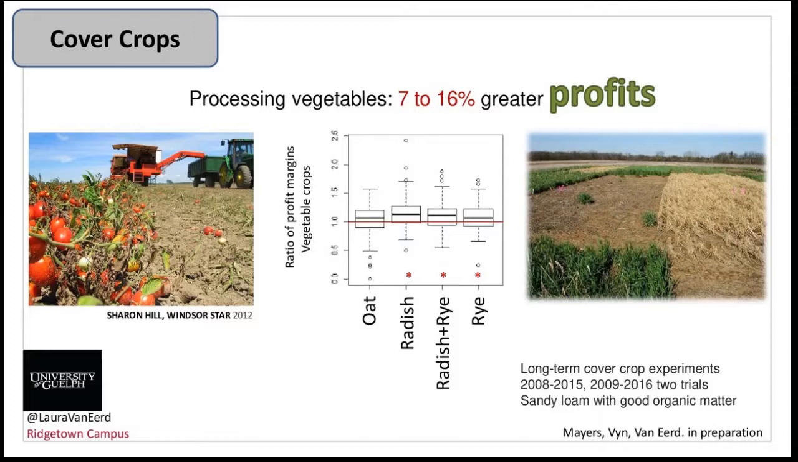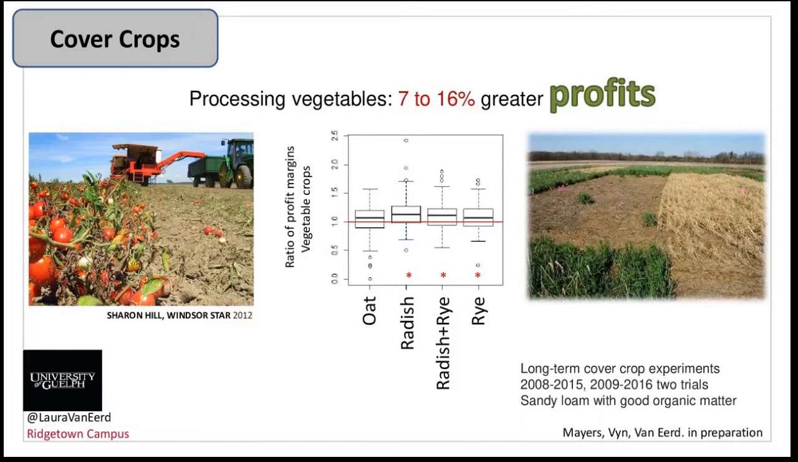And in this case, I'm showing profit margin. So if it's above the red line, then profits were higher. If it's below, then profits were lower. And so what we saw in our experiment was that the profit margins when we grew processing veg crops on average were 7 to 16% greater profit margins.